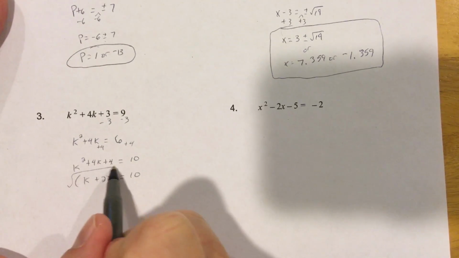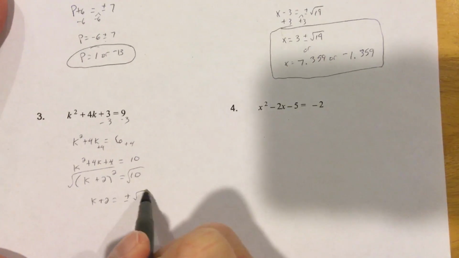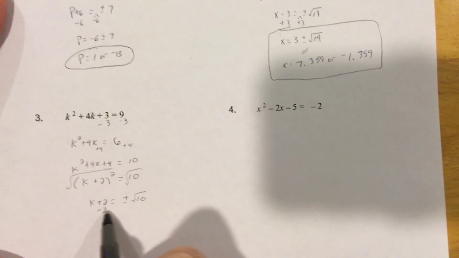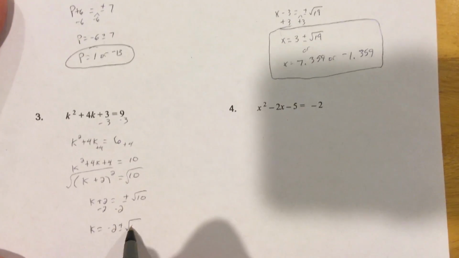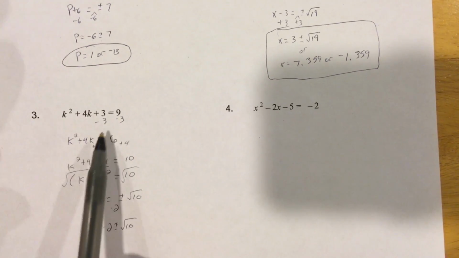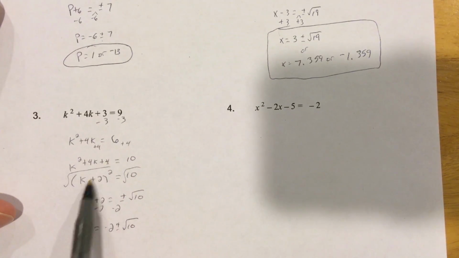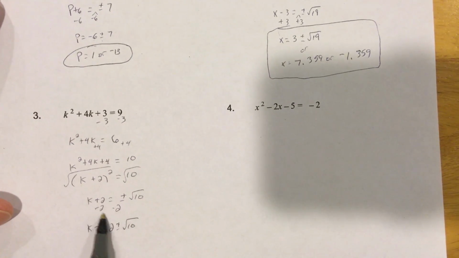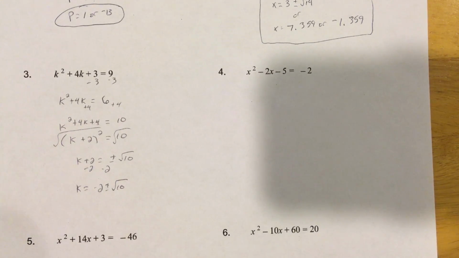All right, then I take the square root. I get k plus 2 equal to positive or negative square root of 10. And then I subtract 2. K equals negative 2 plus or minus square root of 10. So again, same steps. Get rid of this number, take half of the middle and square it, add that to both sides, factor this, square root both sides, get the variable by itself. If we have to go one step further, we will.